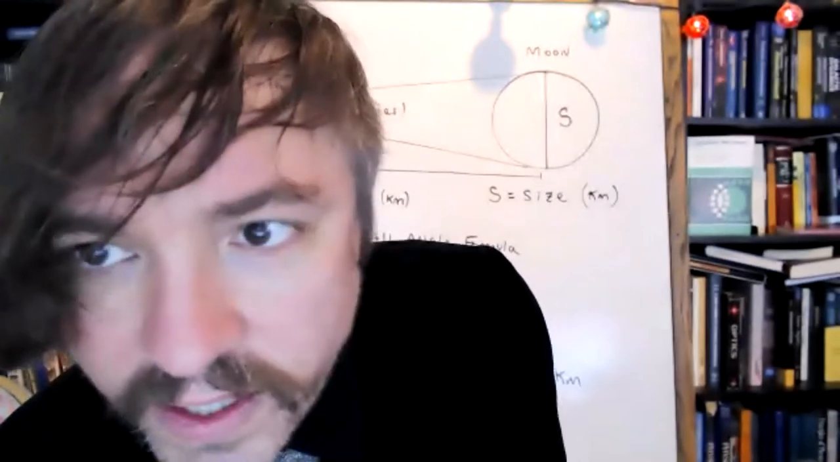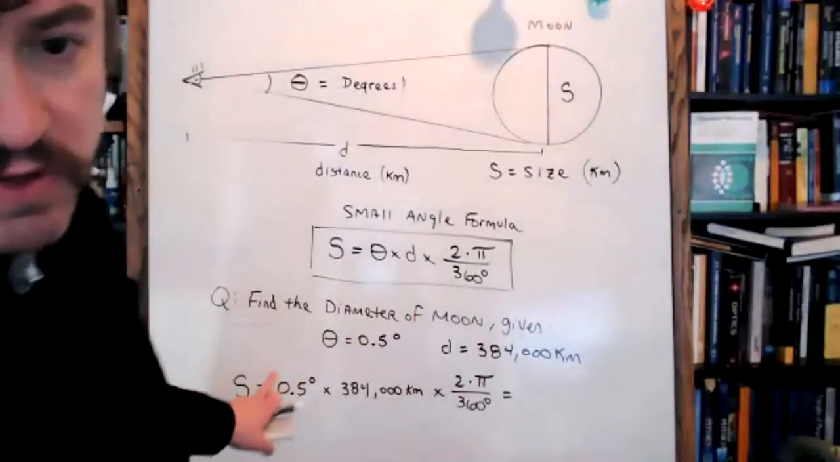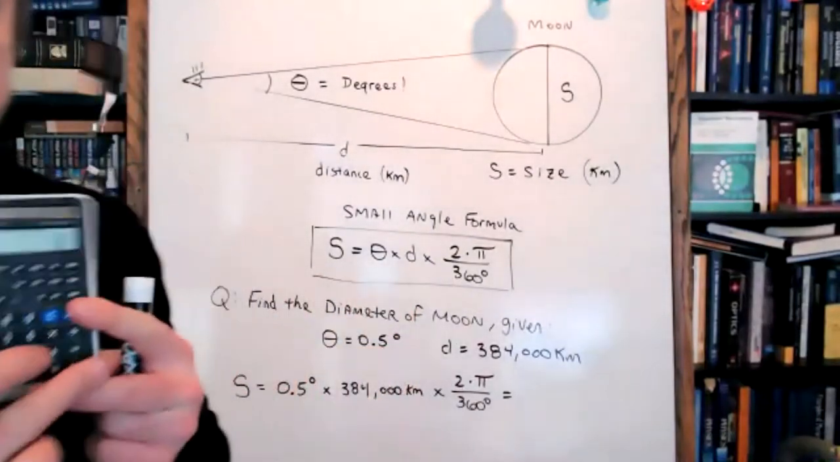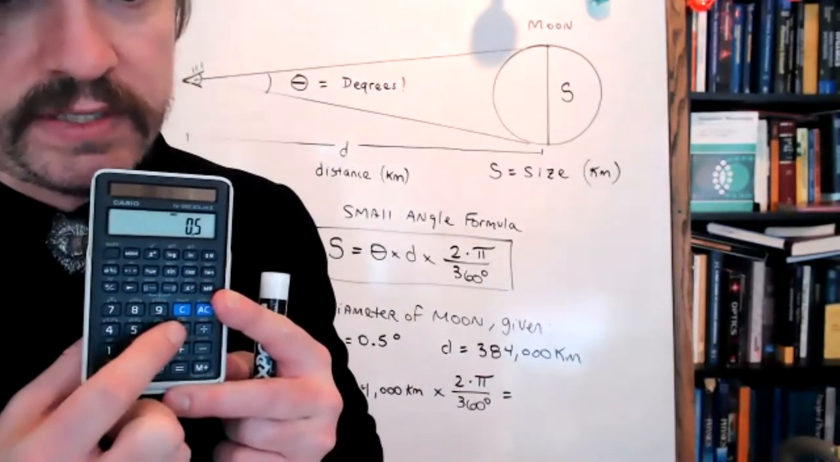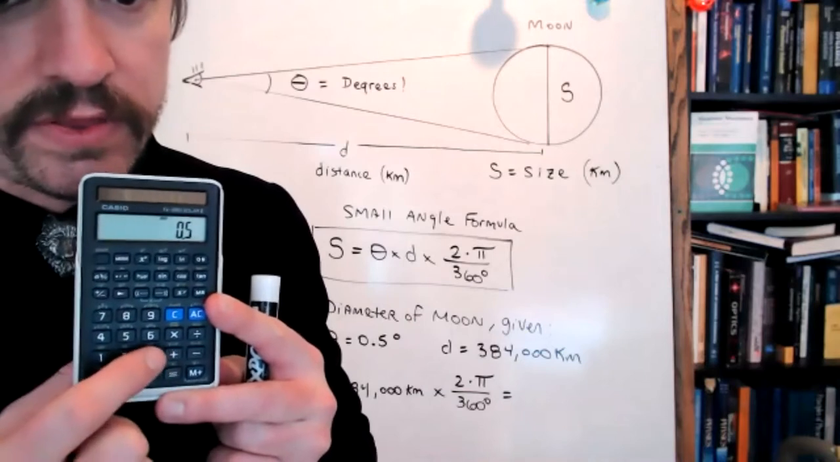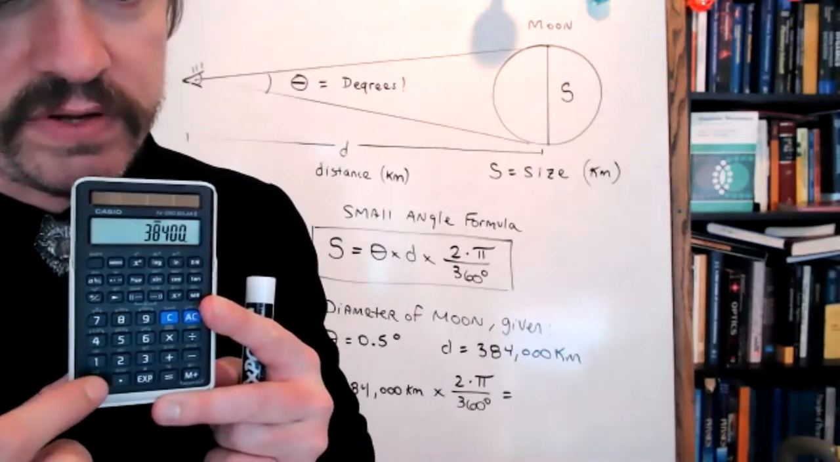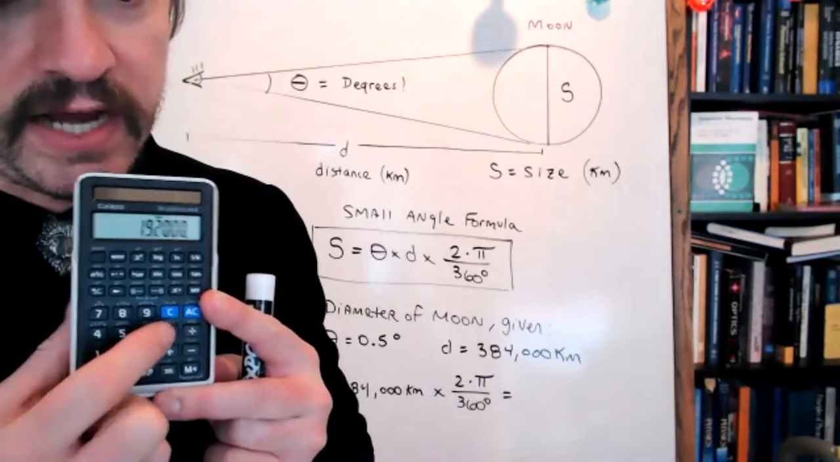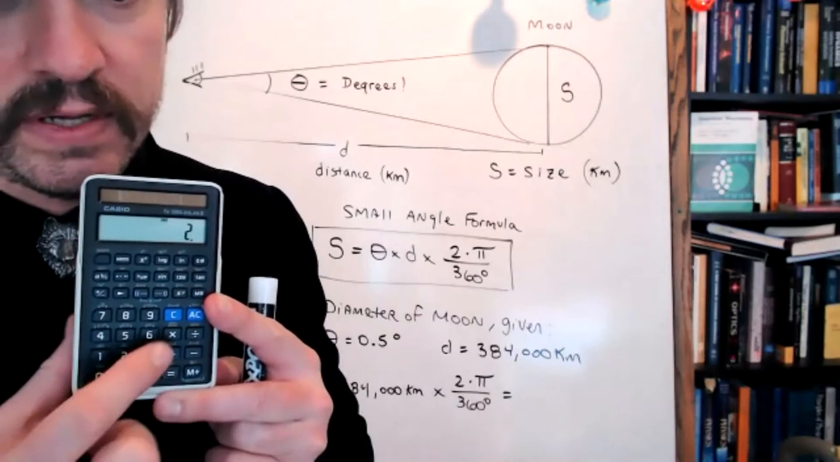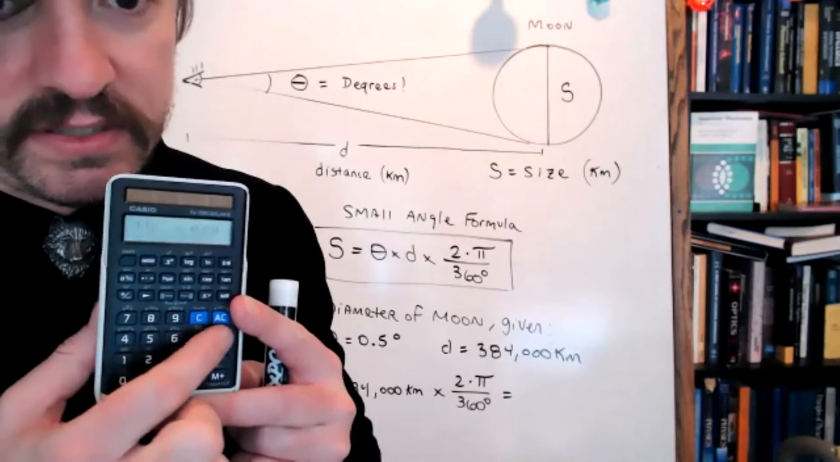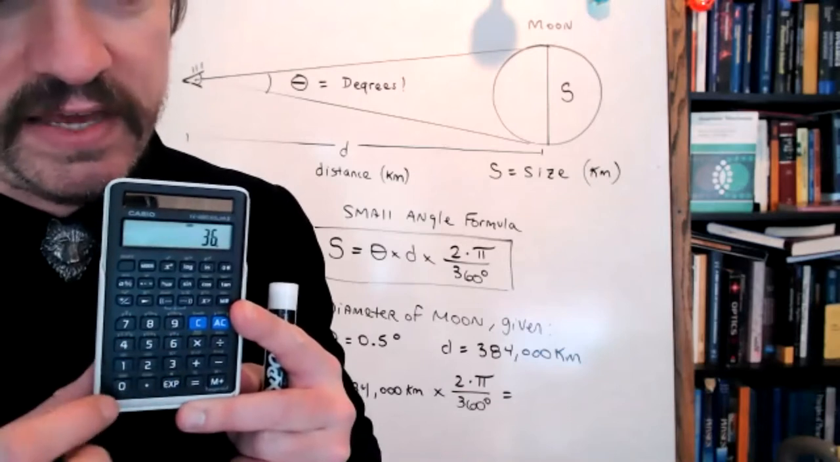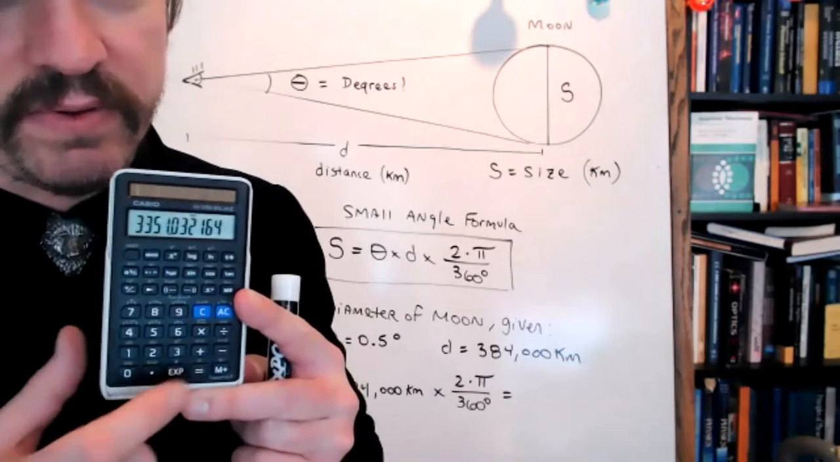Let's talk about how we do this calculation here. We're going to do it all in one clean shot. Anytime I punch, you guys should punch also in your calculator. So we're just going to march our way right through this. First time around, I'll do it with you. So we'll do 0.5 times 384,000 times 2 times pi, divide by 360, and then at the very end we hit equals.